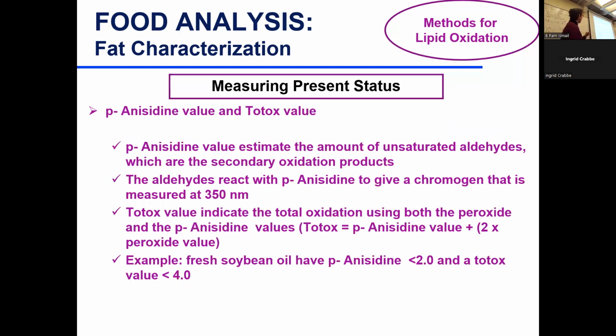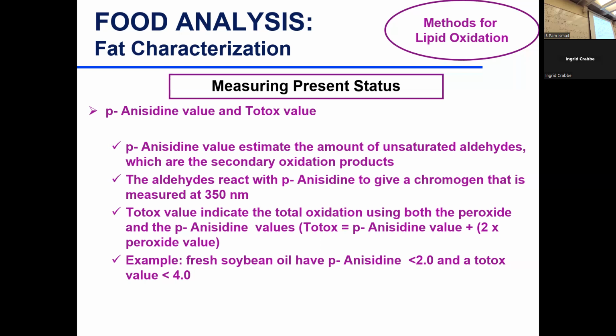Okay, so in the last couple of minutes, continue with the current state of measuring oxidation. So another one is NCD value. So this is a measure for all total aldehydes that could be generated. So aldehydes are secondary metabolites. So they will react with the reagent NCD to give you a chromogen. That means colored substance that you measure absorption.